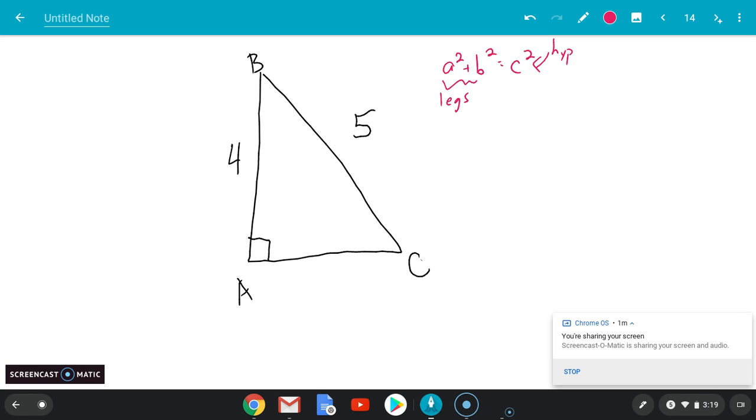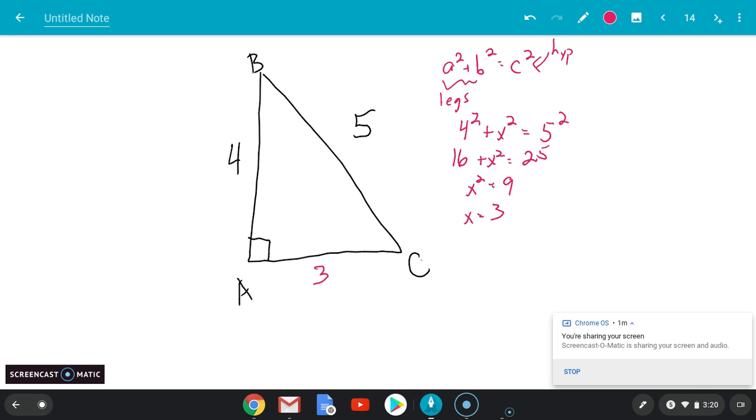As we talked about before, where is the hypotenuse? Correct, the hypotenuse is always opposite of the 90-degree angle. So that's BC here. My setup would be 4 squared plus, we'll call it x squared, equals 5 squared. Do the math here: 16 plus x squared equals 25. Subtract 16 from both sides, and I get 9. Take the square root, and I get 3. So I get this side 3.